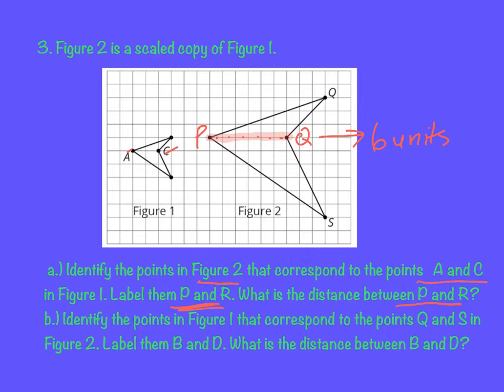Then I need to identify the points in figure 1 that correspond to Q and S. Okay, so here's Q and S. Label them B and D in my new figure. So that's B and D. What is the distance between B and D? So that's, of course, this distance right here. I would count that up. 1, 2, 3. That would be 3 units.